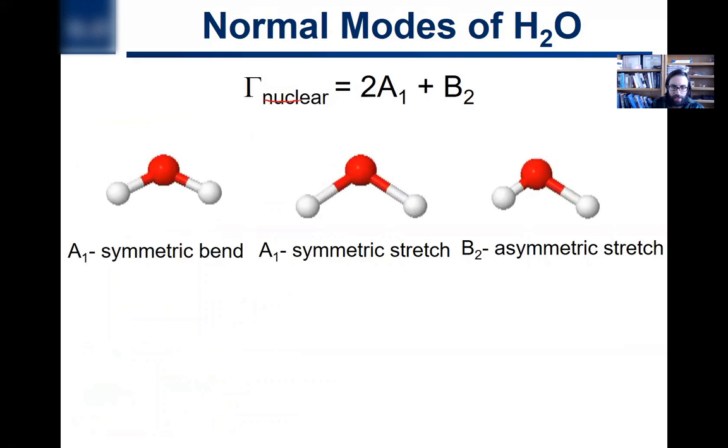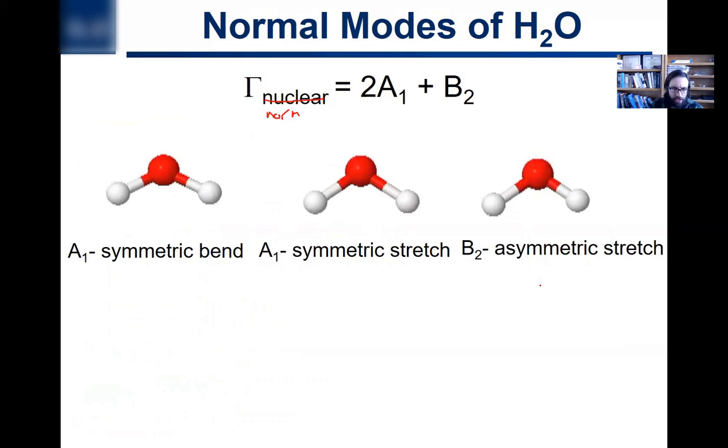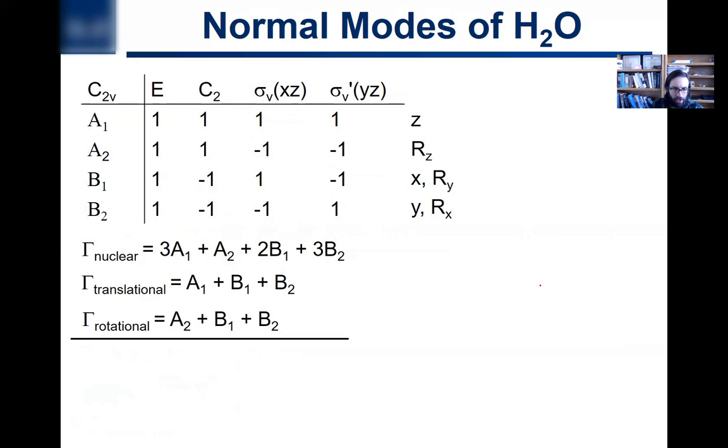All right, so what are they? Here they are. This should say gamma normal. They look like this. And you can figure out what these are through other ways, but there they are. We have 2 of the symmetry A1. One of them is a symmetric bend. You can see that looking very symmetric. The other one is a symmetric stretch, and the other one is an asymmetric stretch of B2 symmetry. Remember we said the A1s are the things that are totally symmetric, so they're going to look very symmetric. Anything else is going to have some sort of asymmetry associated with it. And so, here is that written out for you: 2A1 plus B2. So you have it for the slides.